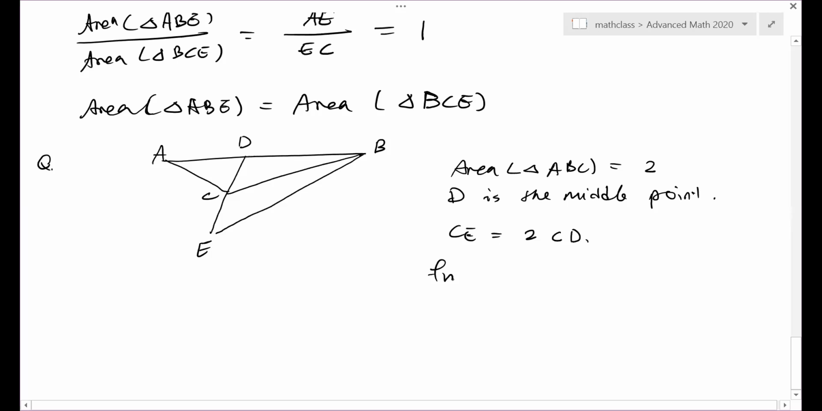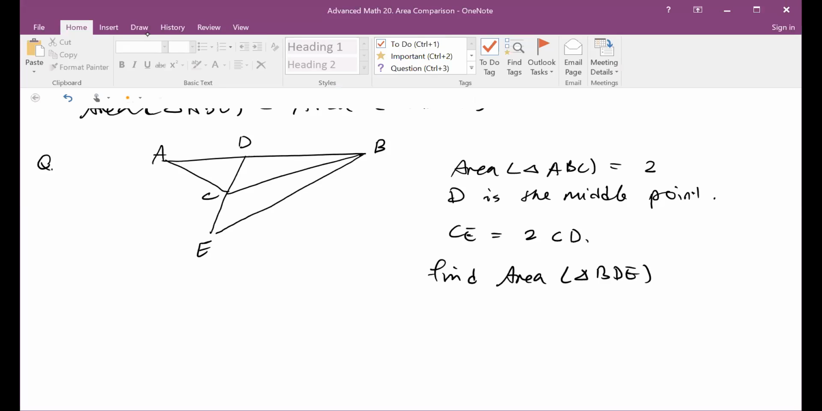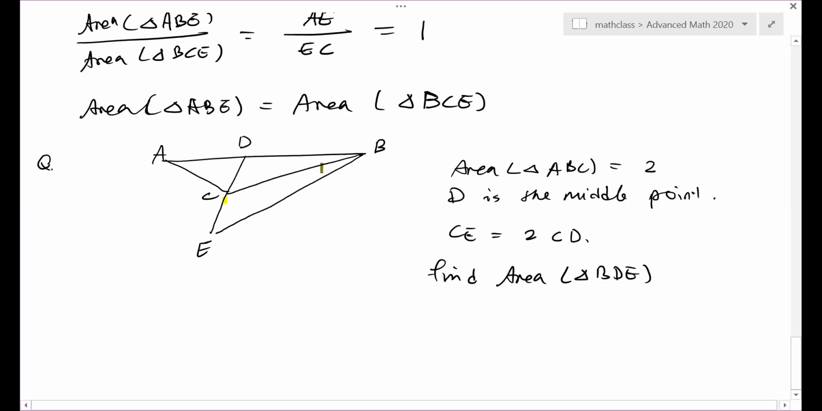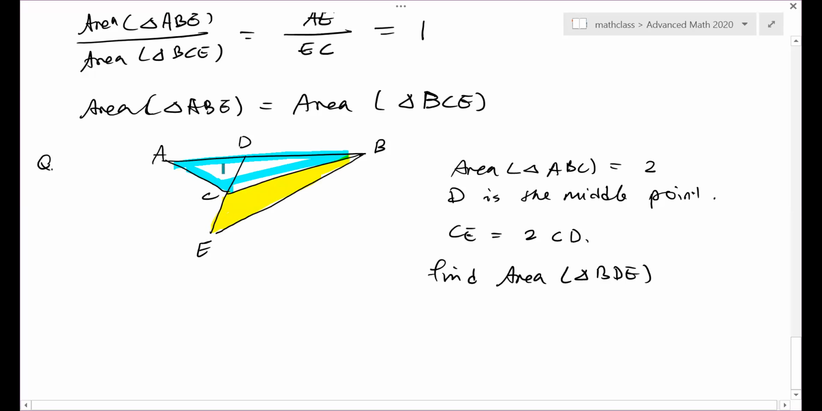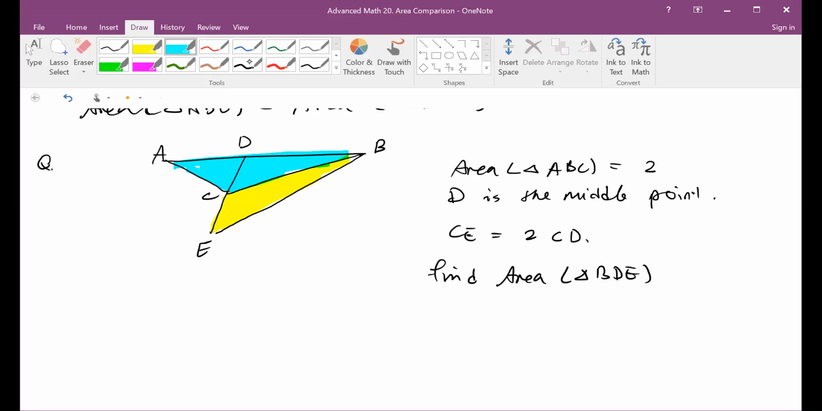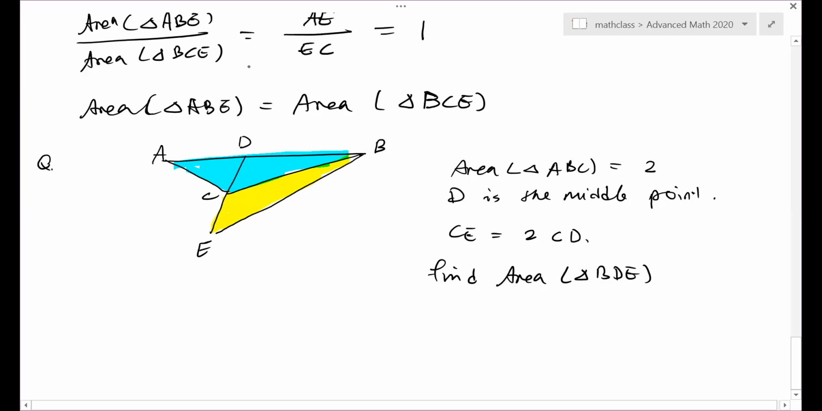I want to find the area of triangle BDE. BDE is this one, the extra part. So we are given the area of this triangle, and we have to find the area of the triangle in the yellow color. Please do this problem.